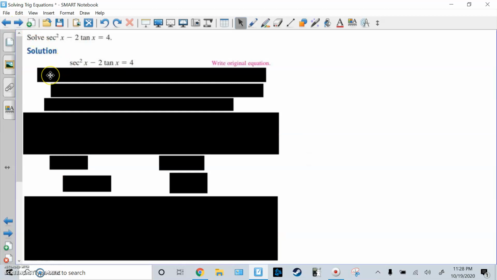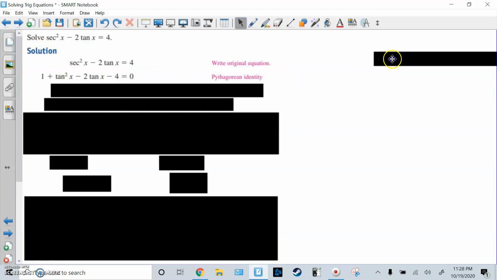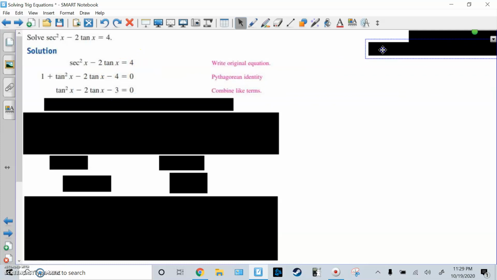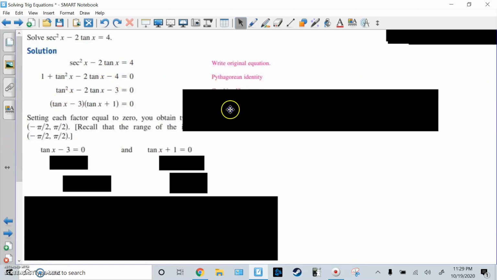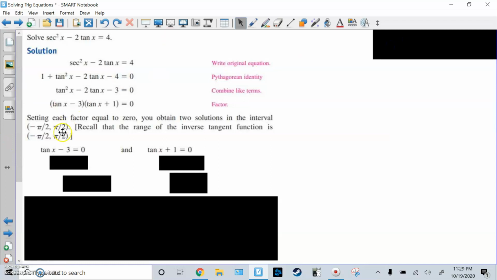Alright, here's another one. So we're going to subtract. I guess they chose the Pythagorean identity, change secant squared x to 1 plus tan squared. And they moved the 4 by subtracting it. Combine like terms, guess and check, factoring. Set equal to 0, set equal to 0. Alright, add 3, subtract 1.